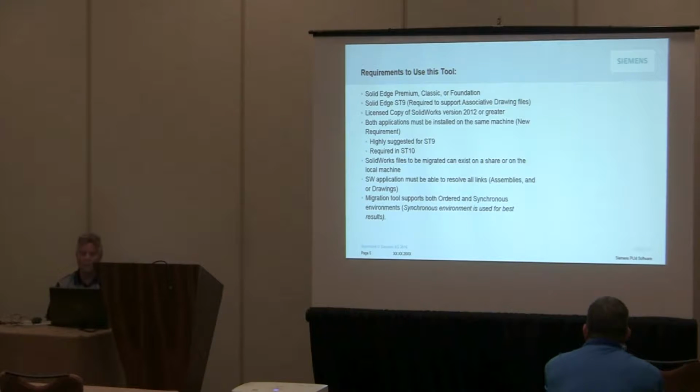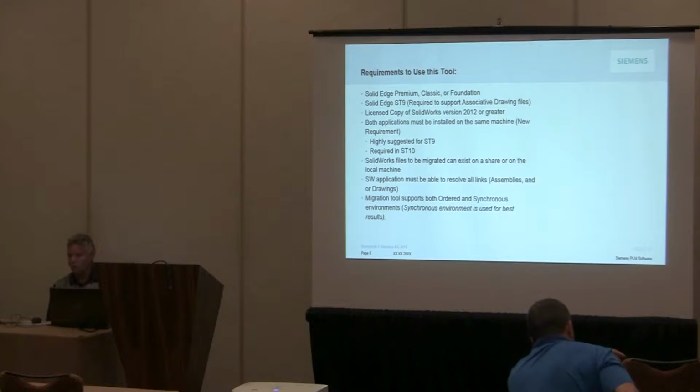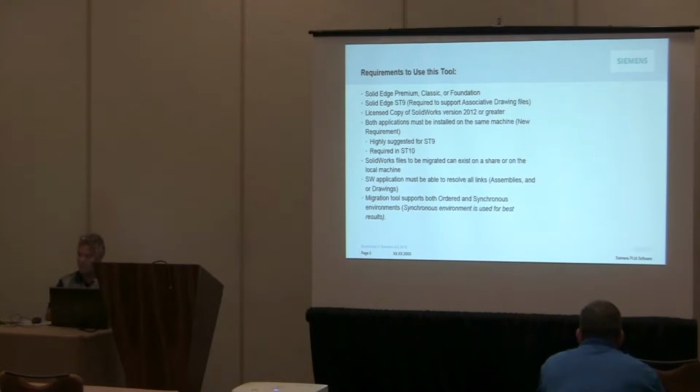You have to have a licensed copy of SolidWorks, and it has to be version 2012 or greater. To get parts and assemblies over, 2012 is going to work fine for you. If you're trying to get associative drawings, what we found is that with 2014, 15, or 16, the migration goes a lot smoother and the results are a lot better. As the years go by, the APIs on the SolidWorks side also got stronger, so we get more data back instead of losing results. With 14, 15, or 16, it's a pretty solid migration of drawings.